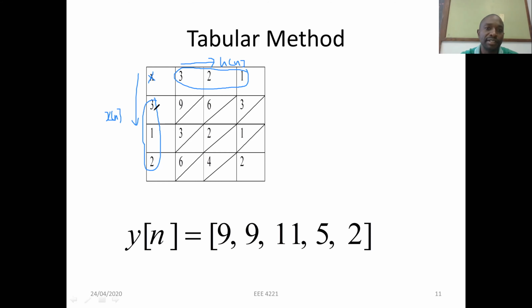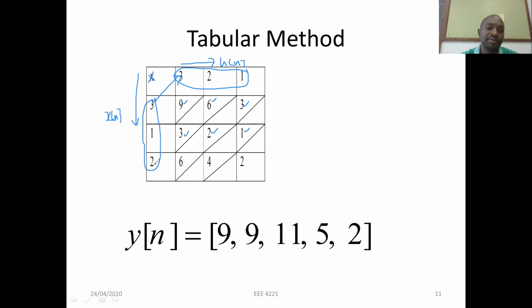What I do is 3 times 3, the answer is 9. So I multiply these two, I get a 9. Then I multiply again the 3 times 2, I get a 6. The same 3 times 1, I get a 3. Then I come here, 1 multiplied by 3, I get a 3. Then 1 multiplied by 2, I get a 2. Then 1 multiplied by 1, I get a 1.